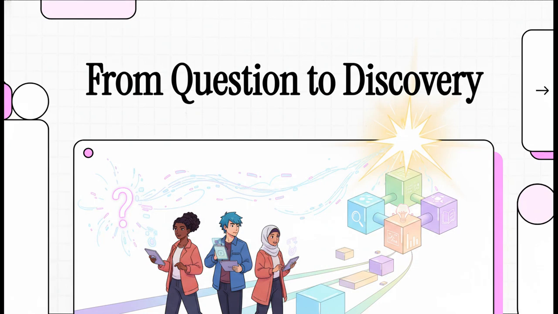All right, let's dive in. We're about to go on a pretty incredible journey, one that shows how a simple question can blossom into a full-blown scientific discovery. This is the five-phase roadmap that every piece of quantitative research follows, and we're going to walk through it step by step.